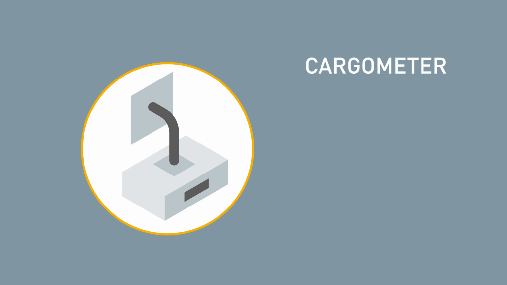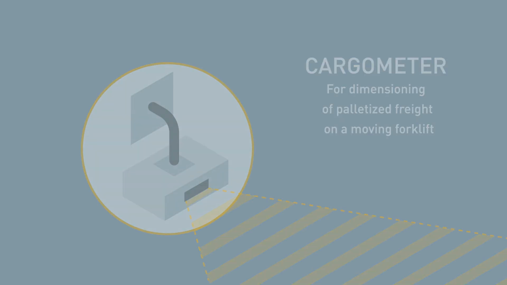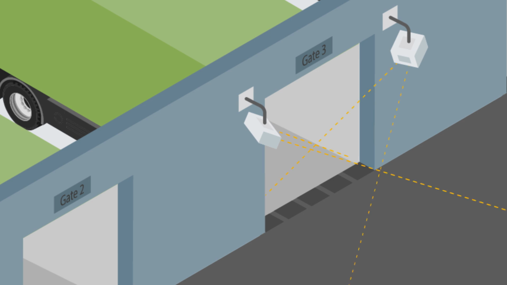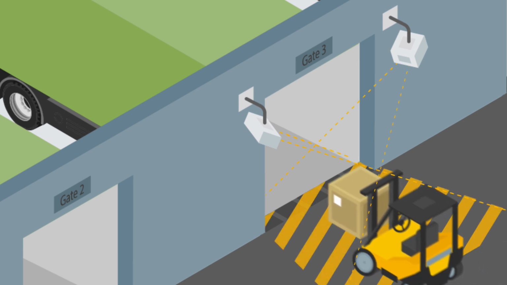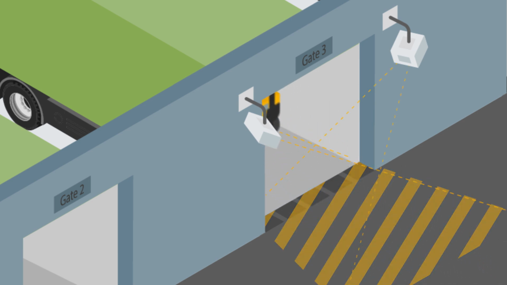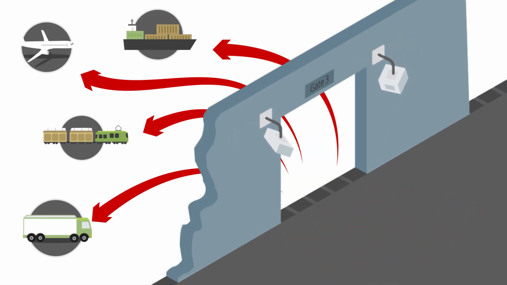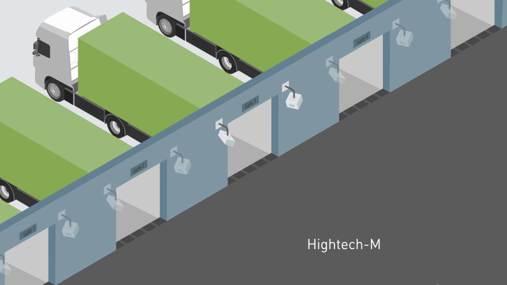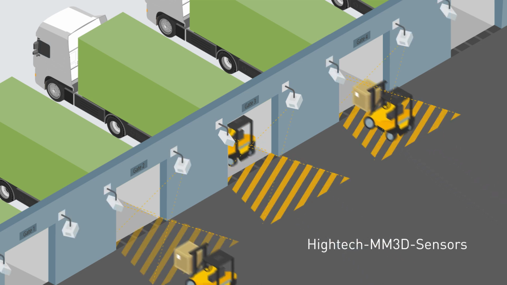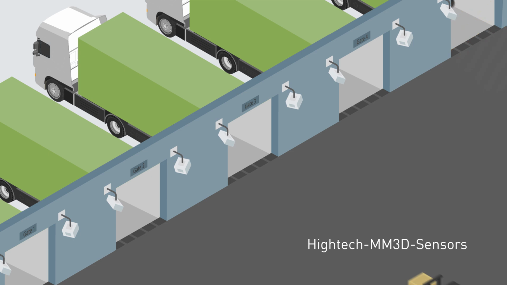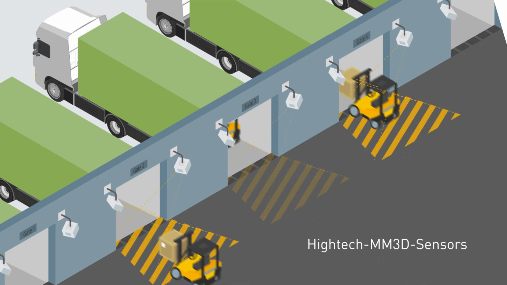The answer is CARGOMETER, the world's first system for dimensioning of palletized freight on a moving forklift. This means the volume of a shipment is measured right on the forklift, on the fly, while passing through the loading gate. No matter if it is air or sea freight, road or rail transport, CARGOMETER's high-tech MM3D sensors can be installed on all loading gates of a terminal in no time.